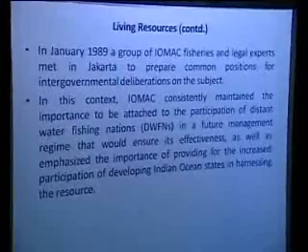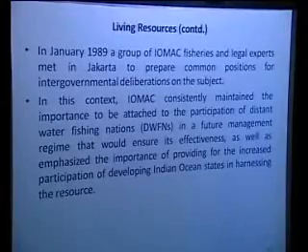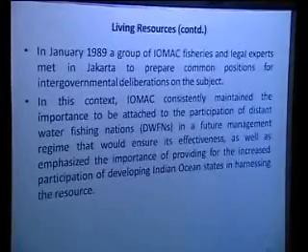Continuing with living resources, in January 1989, a group of IOMAC fisheries and legal experts met in Jakarta to prepare common positions for intergovernmental deliberations on the subject. In this context, IOMAC consistently maintained the importance to be attached to the participation of distant water fishing nations in a future management regime that would ensure its effectiveness, as well as emphasized the importance of providing for the increased participation of developing Indian Ocean states in harnessing the resource.